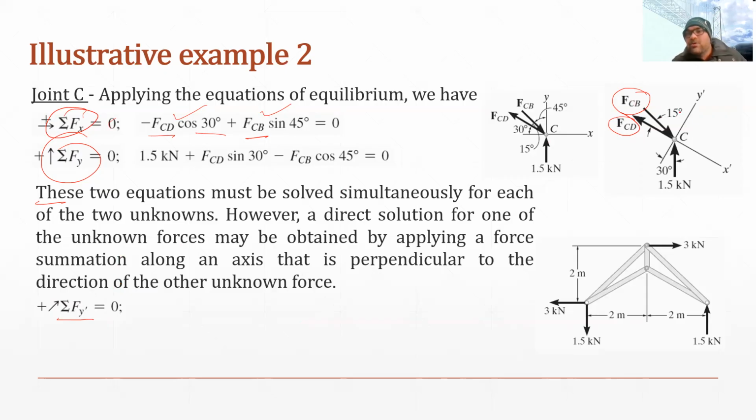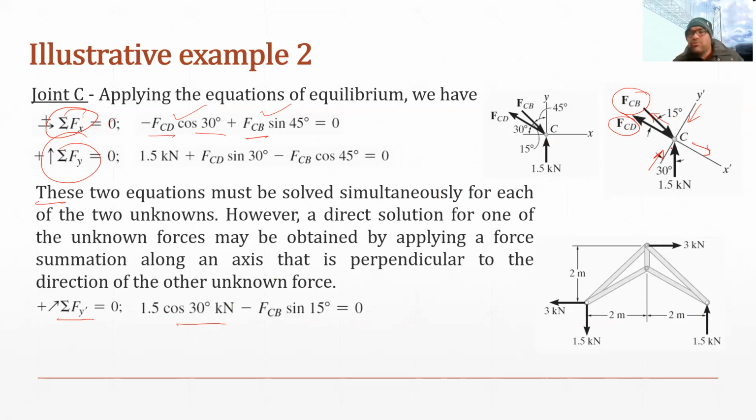Now, this force will be negative and this force will be positive, this will be positive, and this will be negative. Okay, so that is the same sign convention. We have just oriented the axis. So the equation becomes 1.5 cos 30 degree kilonewton.